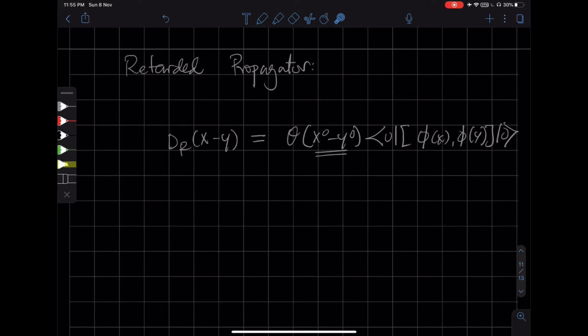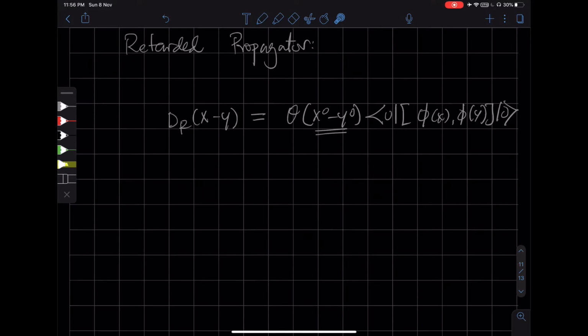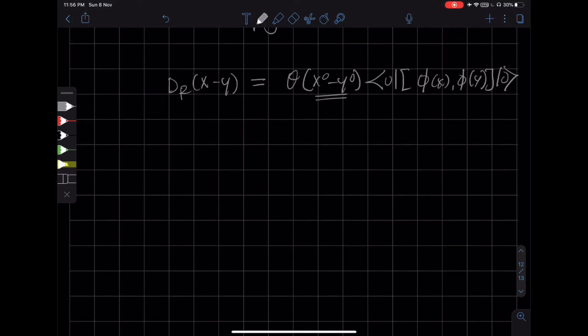Once we have expressed the propagator in this way, we can return to a statement that I made. I made a statement that propagators are inverses of wave operators. So let's see if that is true. To see this, we have to first review a relationship between the Heaviside theta function and the Dirac delta function.